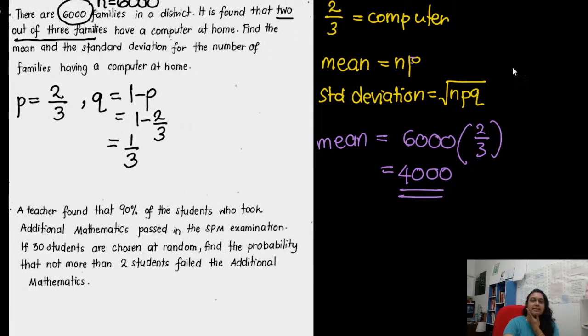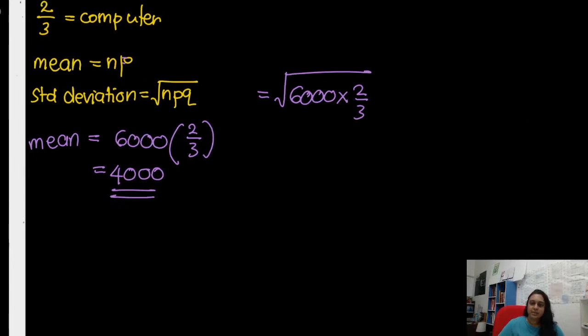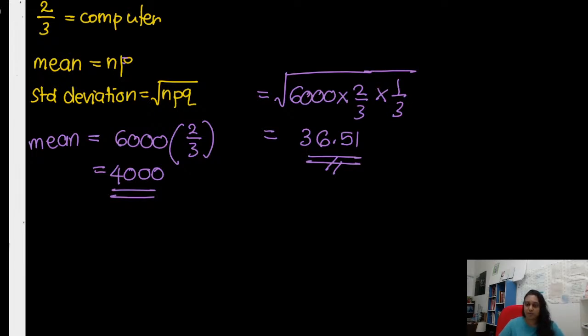Next, standard deviation, sisihan piawai. N is 6,000, P is 2/3, Q is 1/3. So 6,000 times 2/3 times 1/3. Square root the answer. You can give your answer in decimal, dalam perpuluhan. You get 36.51.